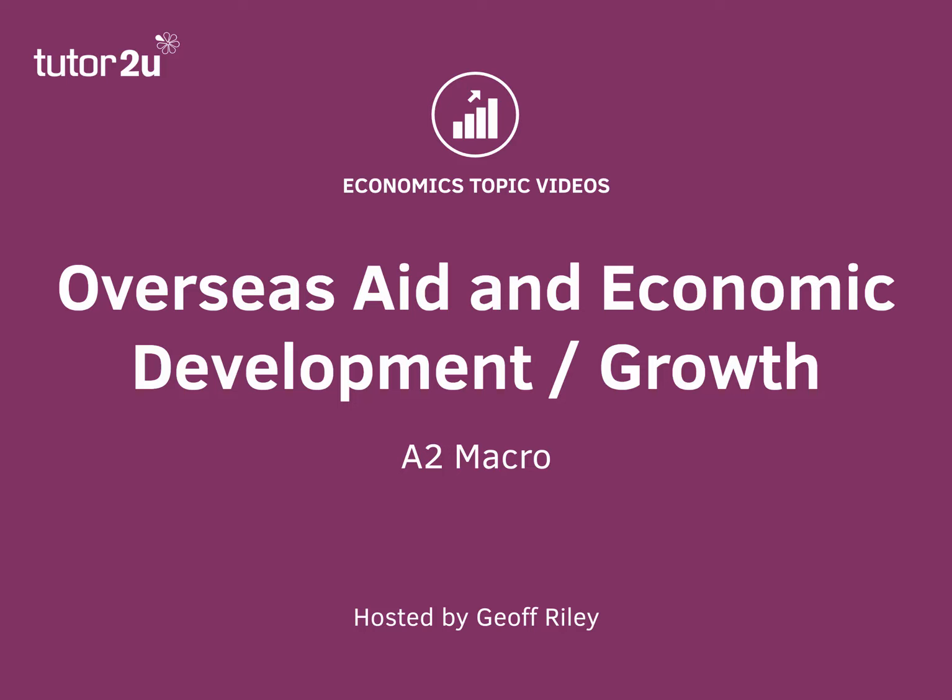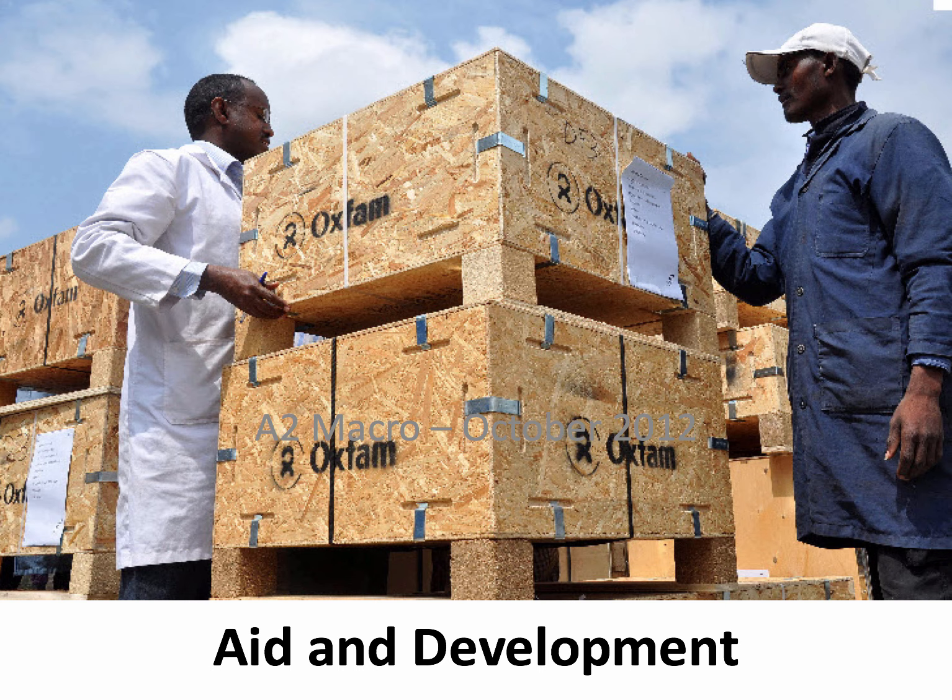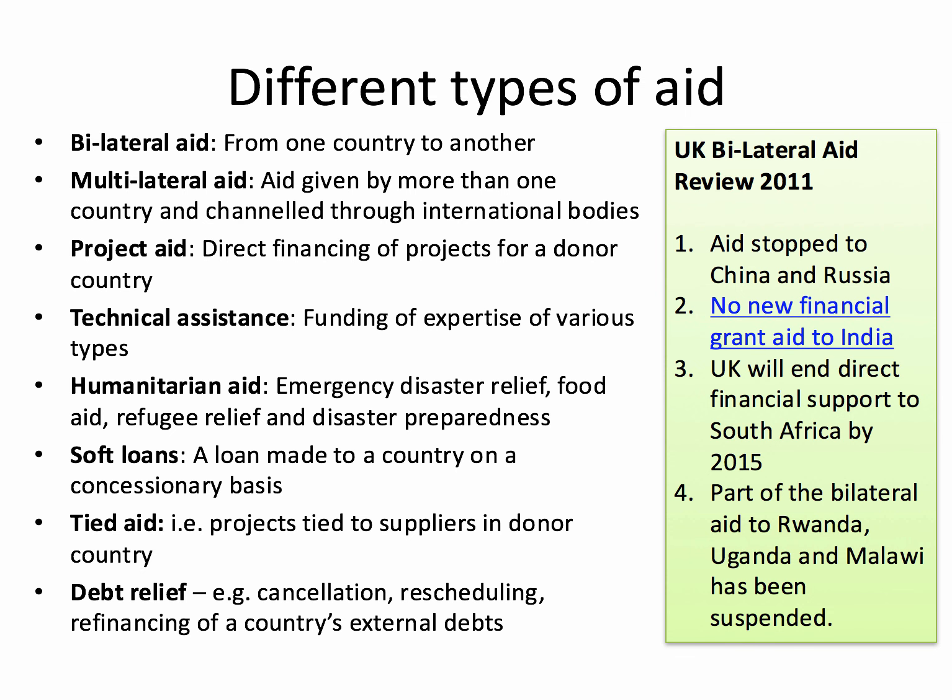Hi there, welcome to another A2 macro video. In this short video, we're going to focus on some of the issues for and against overseas aid as a strategy for supporting growth and development in lower and middle income countries. So really this is a look at aid and development, and of course there are different types of aid. Bilateral aid is from one country to another, for example from the United Kingdom to Afghanistan.